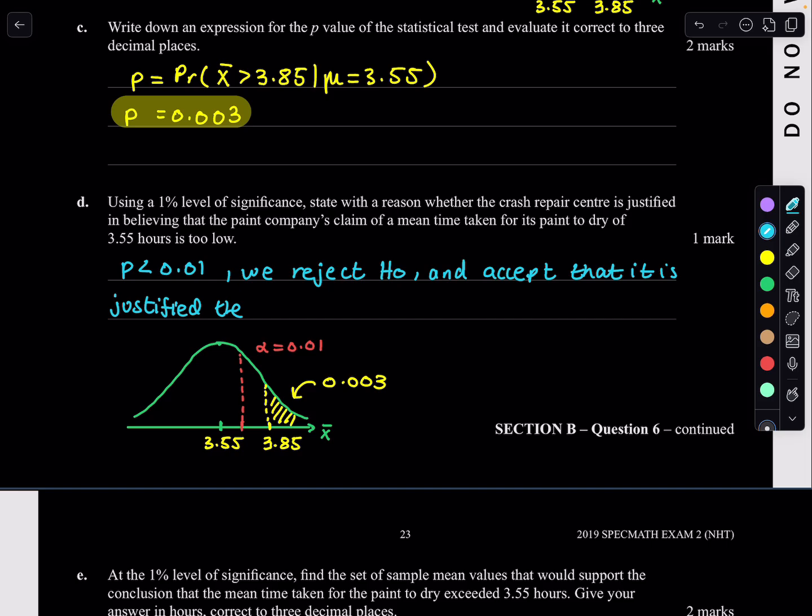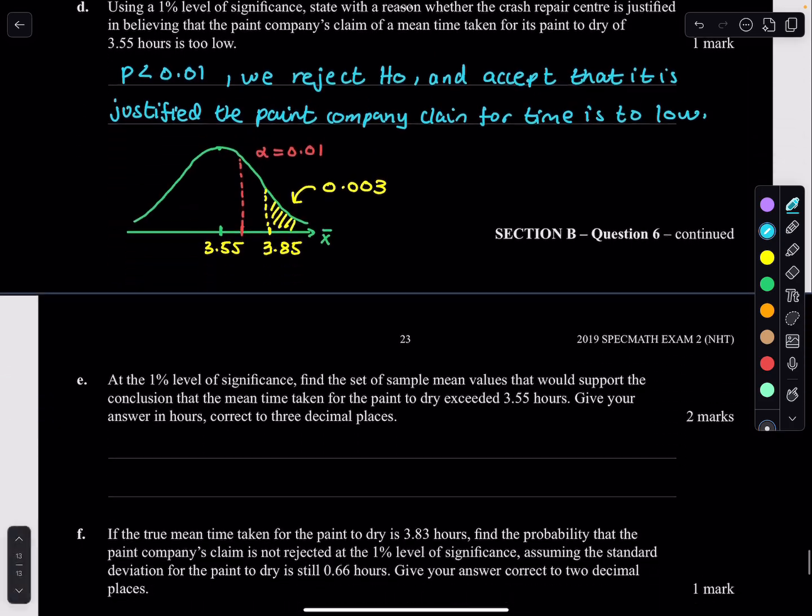that the paint company claim for time is too low. I'm not going to write too much, but yeah. So as p is less than 0.01, we reject the null hypothesis and accept that it is justified that the paint company claim for time is too low. There it is. That's really kind of easily done.